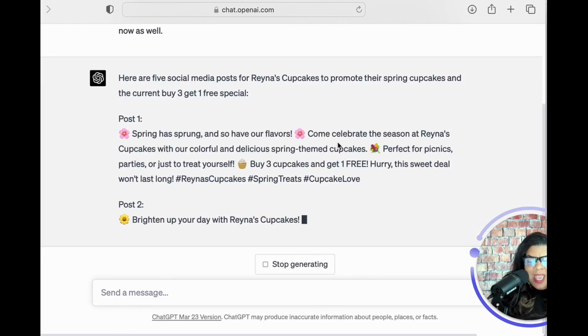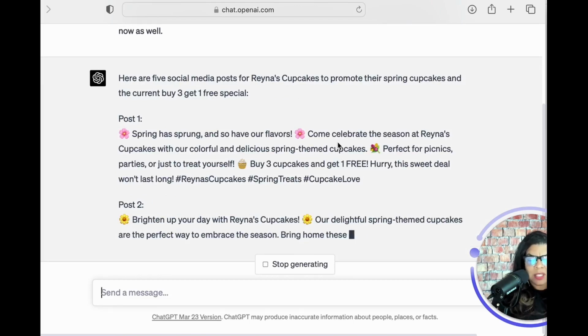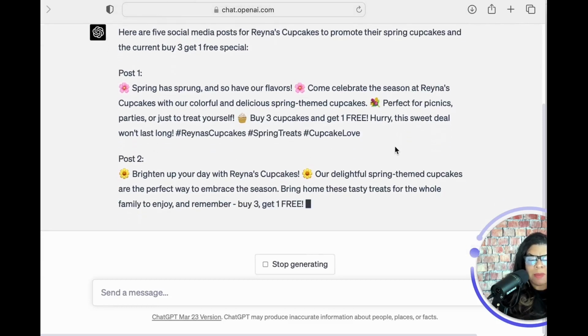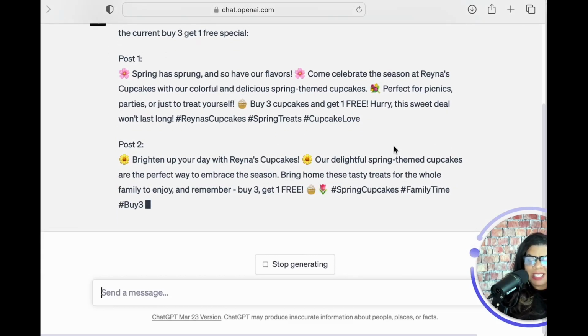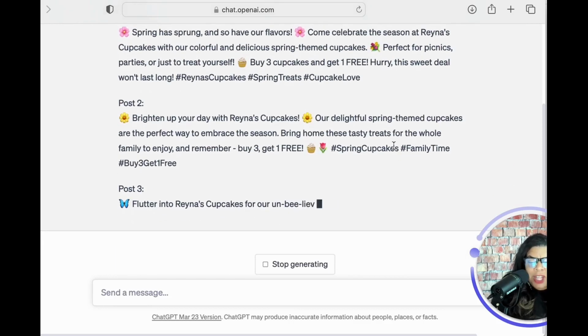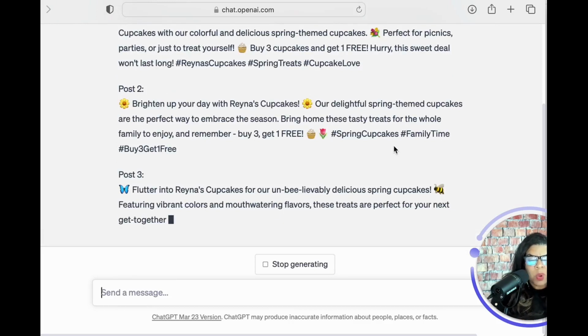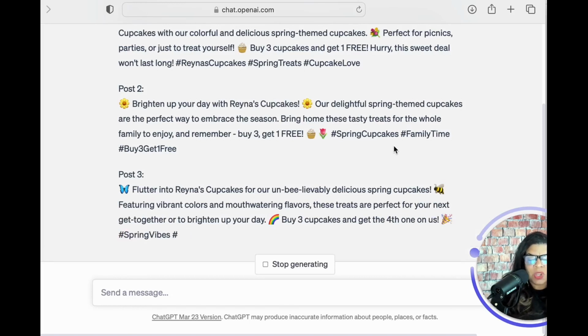Brighten up your day with Raina's Cupcakes. Our delightful spring themed cupcakes are the perfect way to embrace the season. Bring home these tasty treats for the whole family to enjoy. And remember, buy 3, get 1 free. Oh, look at that. Buy 3, get 1 free. Post number 3. Flutter into Raina's Cupcakes for unbelievably delicious spring cupcakes. Feel the vibrant colors and mouthwatering flavors. These treats are perfect for your next get-together or to brighten up your day. Buy 3 cupcakes and get the 4th on us.